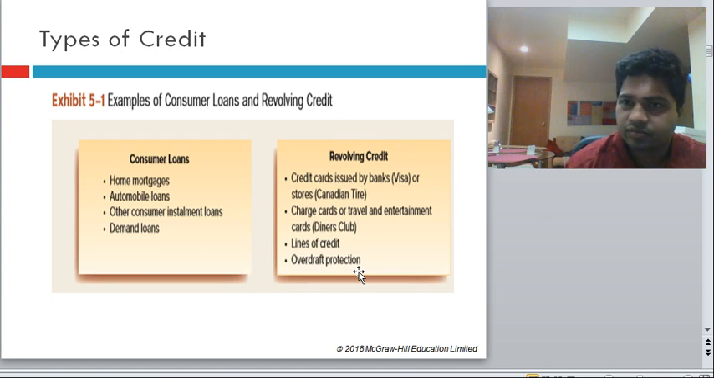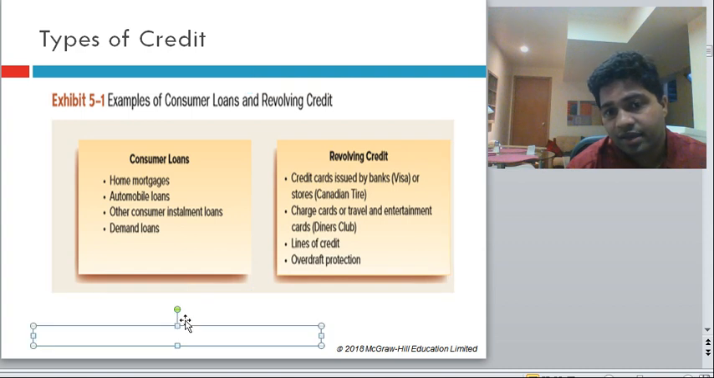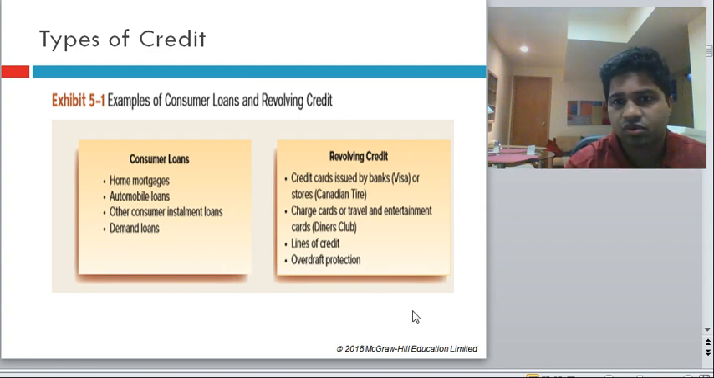Housing loan, it's very evident. You buy a house, you take a big housing loan and you pay EMIs. Automobile loans, you buy a car and you pay installments on it. Consumer installment loans, like you buy a TV or similar item and you take a loan. Demand loans are similar to consumer installment loans.